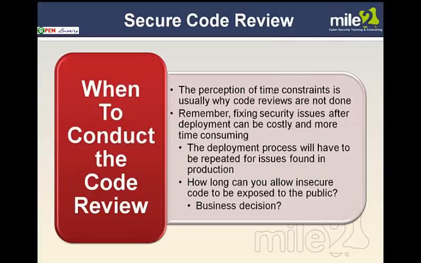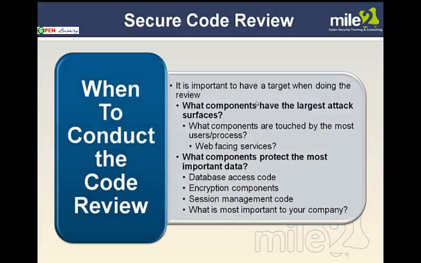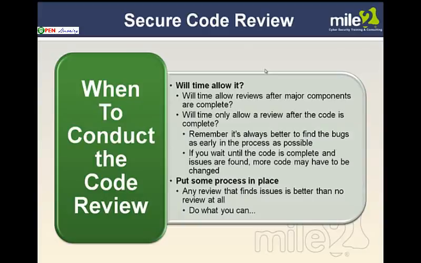So we have to ask ourselves a lot of questions. What's going to happen if we are insecure and we don't really review our code and we do have some great vulnerabilities, or a lack of availability like with the air traffic control example? What components have the largest attack surface? What components protect the most important data? And of course, these could all have issues. There's a database side. Do we have encryption, session management? What's the most important to our company?